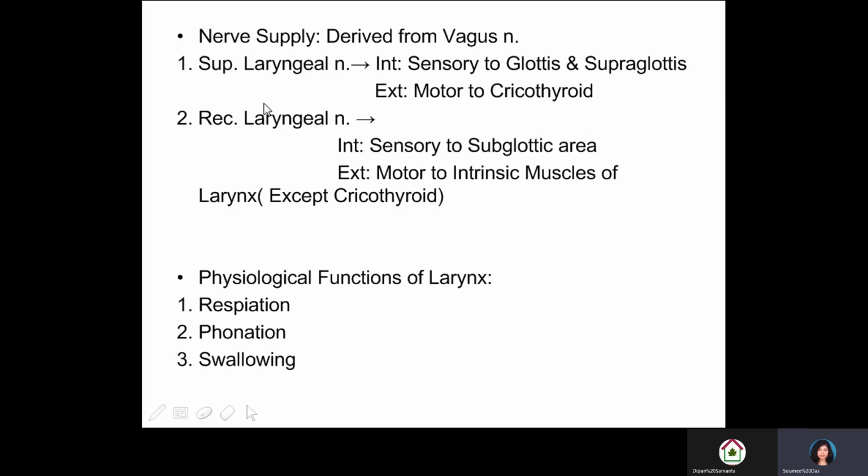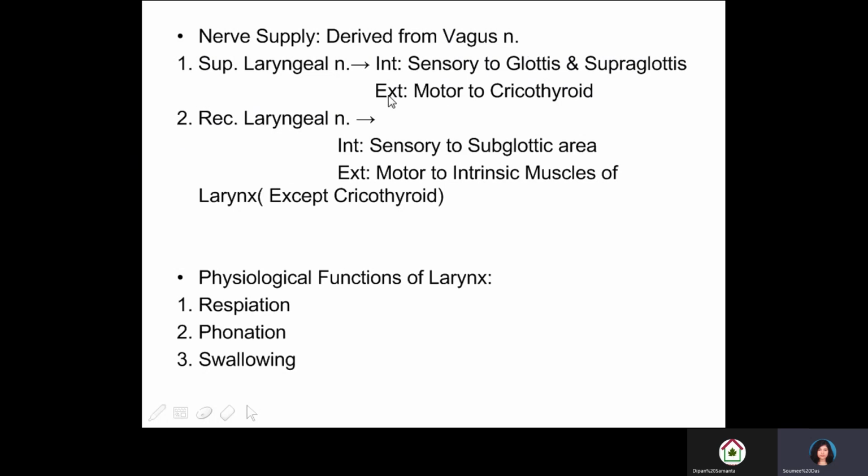Next is the recurrent laryngeal nerve. This one is a very important nerve in the laryngeal area and in the thyroid area, as you must have studied in surgery as well. Whenever we have to do a thyroidectomy, we have to protect this recurrent laryngeal nerve.